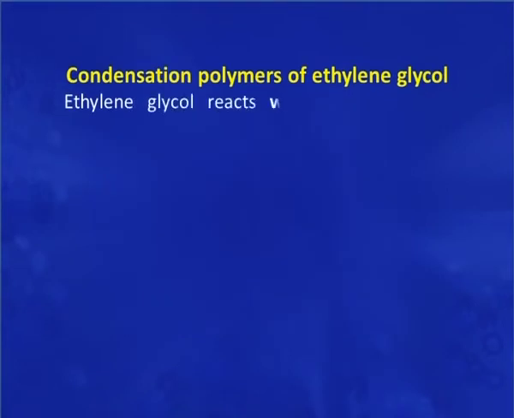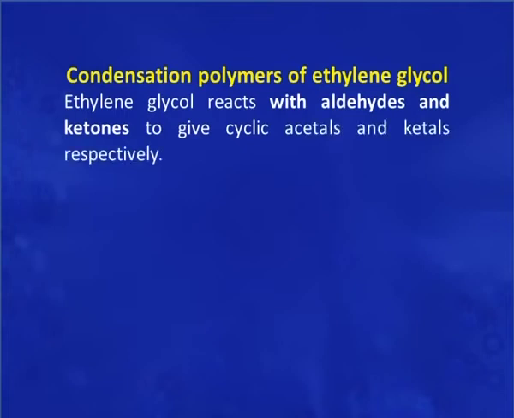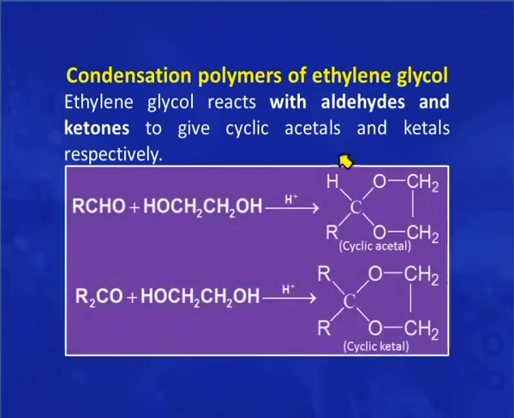Ethylene glycol reacts with aldehyde and ketone and forms cyclic acetals and cyclic ketals. These cyclic acetals and cyclic ketals, which are formed after this reaction, are used for the protection of the aldehydic group.